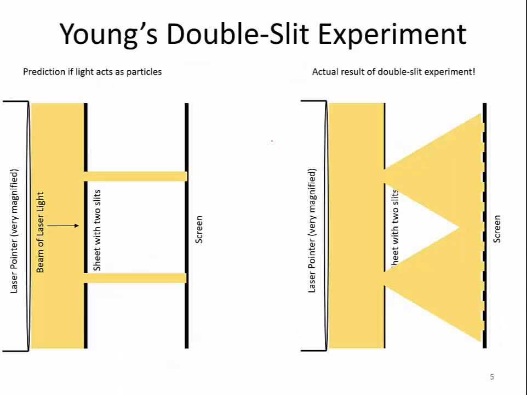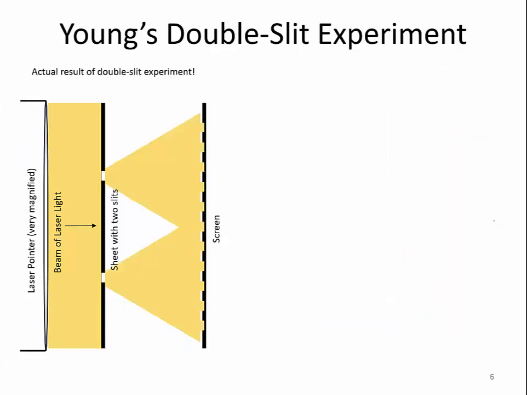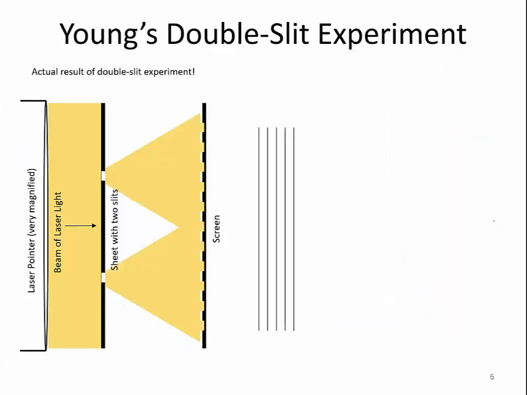So putting all this together, let's look at Young's double-slit experiment. What we expected was this: two bright spots. What we saw were all these bright fringes. The brightest of the fringes was at the center, and that was the surprising result. And the way we can explain that is by looking at these properties of diffraction and interference.